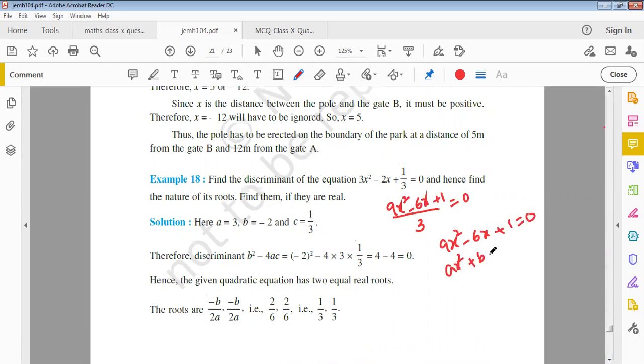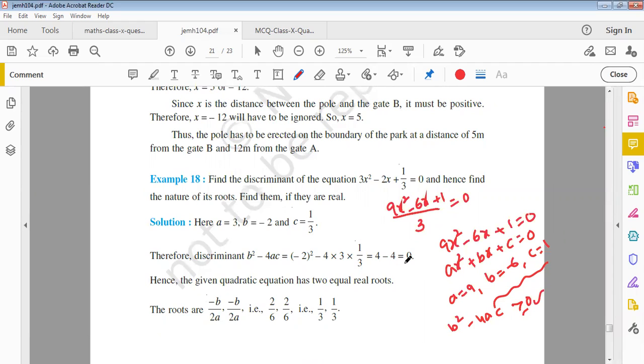Now, when you compare, the a value will be 9, b value will be minus 6, c value will be 1. Then you can apply the formula b square minus 4ac. If you get greater than or equal to 0, then we can find the roots. If less than 0, then immediately you can write no real roots are possible.